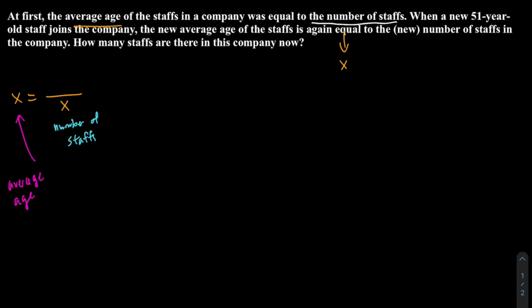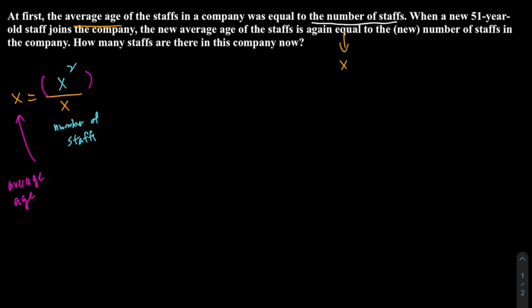Okay. So what is the total age of the staffs? It's the average age times the number of staffs, because if you want to find the average, you take the total divided by the number and you get the average. So you multiply it back. So we get x times x, which is actually x squared.